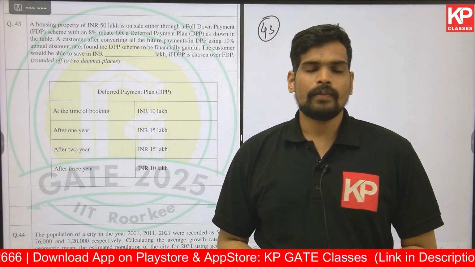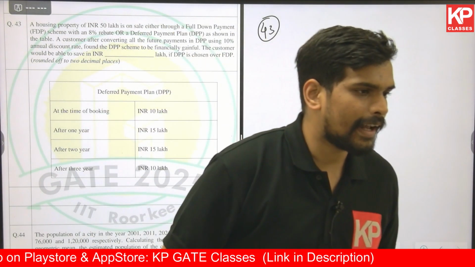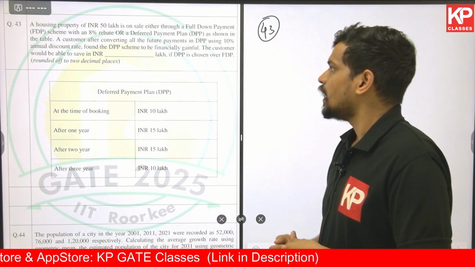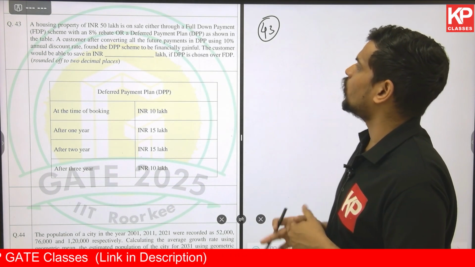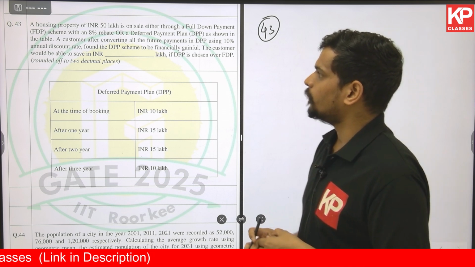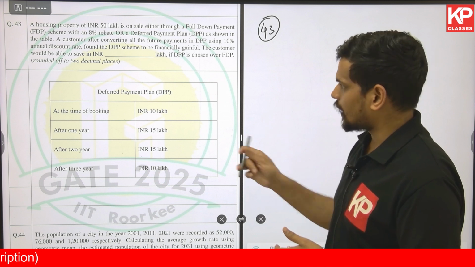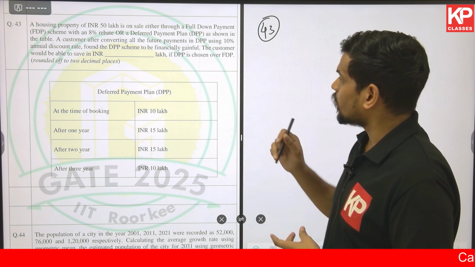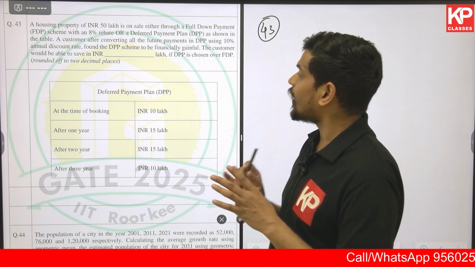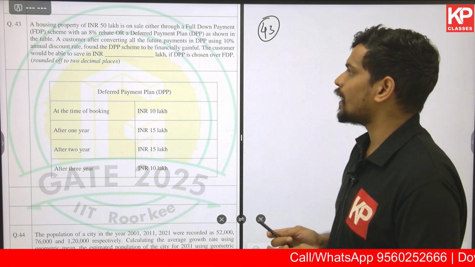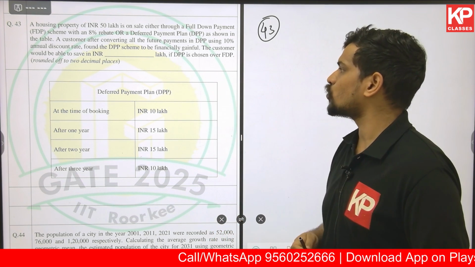Again, a question from the housing part, something that has to do with finance of housing. Let us look into this question. Housing property of 50 lakh rupees is on sale either through full down payment scheme with 8% rebate or deferred payment plan as shown in the table. A customer, after converting all the future payments in DPP using 10% annual discount rate, found the DPP scheme to be financially gainful. The customer would be able to save dash lakh rupees if DPP is chosen over FDP.